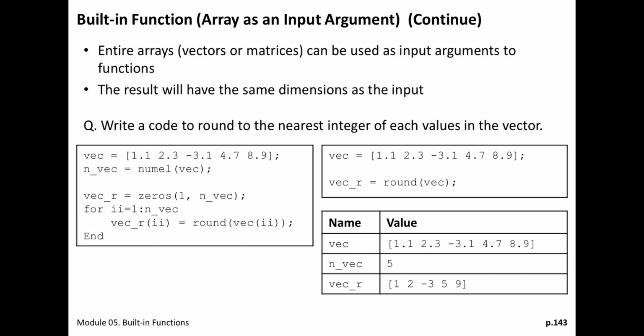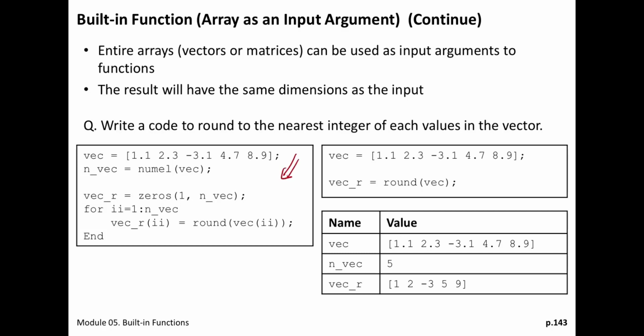Okay, let's think about how to write code to round to the nearest integer each value in a vector. If you see this phrase, each value in a vector, you have to recall the loop statement right away. And the action is round to the nearest integer. That is the round built-in function, right? So we can write a script to perform this operation using a loop statement like this.